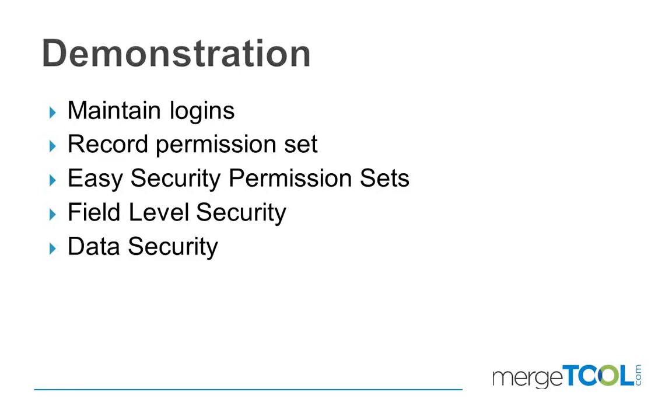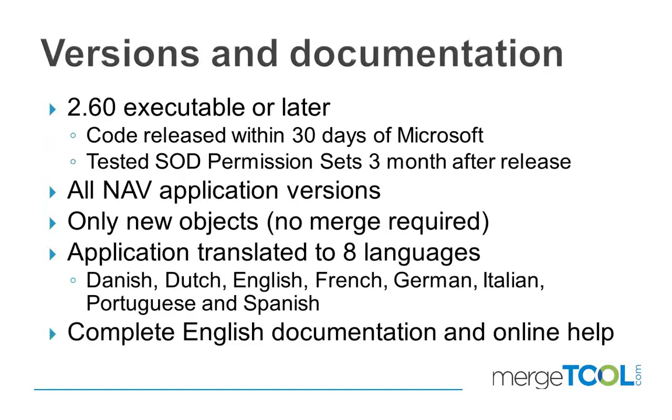I want to go back here to my PowerPoint and talk a little about what the solution also is in here. We release everything from 2.6 and any later version of NAV in here. We typically release within 30 days of Microsoft, so if you need to upgrade quick, you can get our solution very fast. Our segregation of duty permission set takes some work to get done, so it's typically 3 months after releasing it.